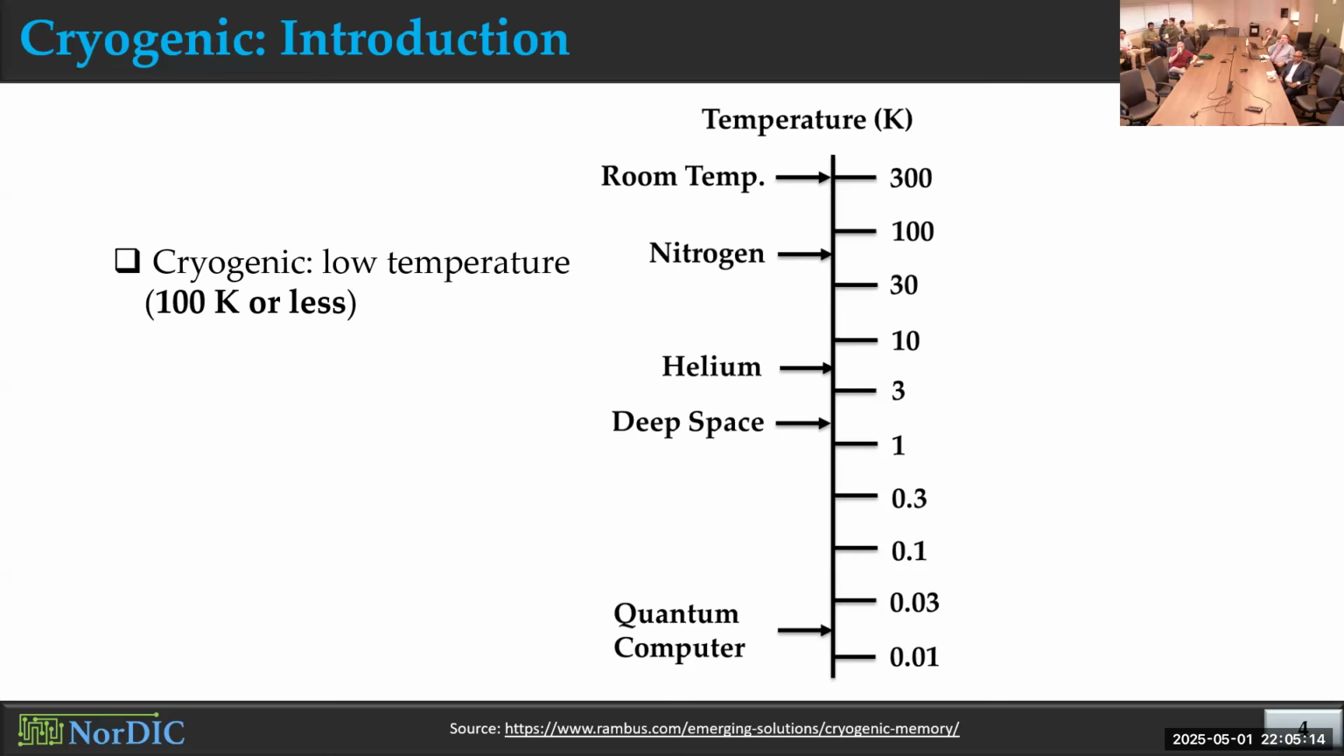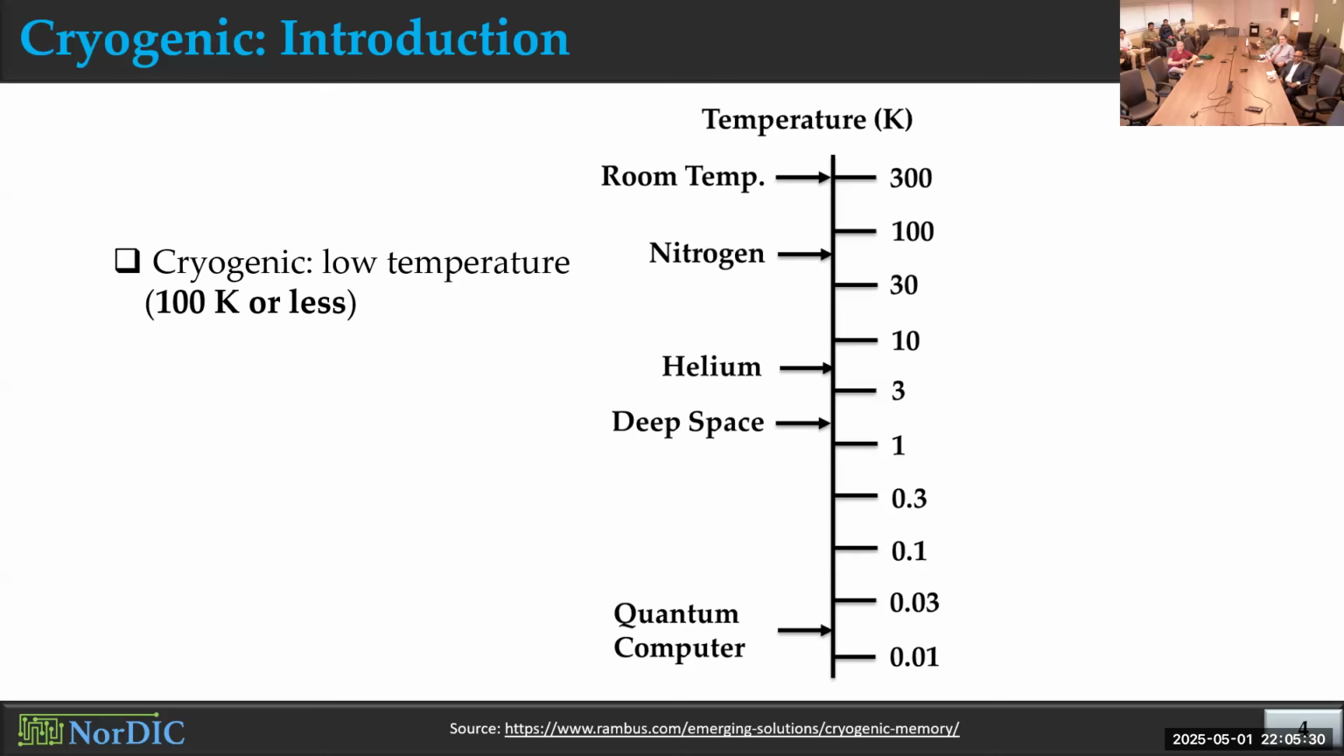Then we have this liquid helium temperature, which is 4.2 Kelvin. They are mostly used for superconducting electronics. And then we have this millikelvin temperature range, which has recently become very popular because of the emergence of quantum computing applications. We place the qubits at this millikelvin temperature.